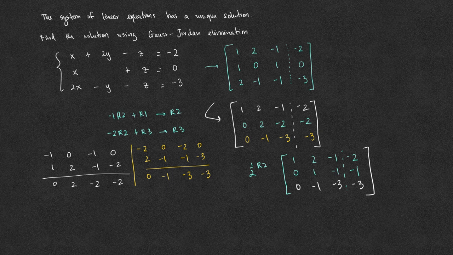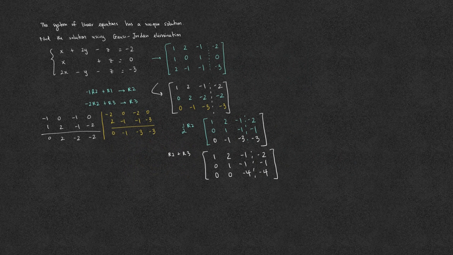To turn the negative 1 in the third row to 0, we can take row 2 and add to row 3. This will give us 1, 2, negative 1, negative 2, 0, 1, negative 1, negative 1. And if we take row 2, add row 3, we'll get 0, 0, negative 1 plus negative 3 is negative 4, and negative 1 plus negative 3 is negative 4. This is not row echelon form yet. We then take row 3 and divide by negative 4.